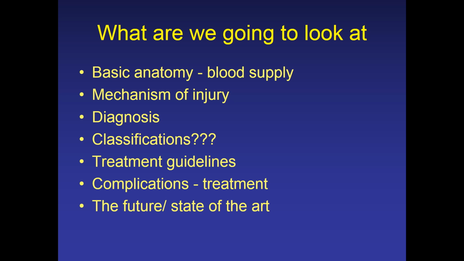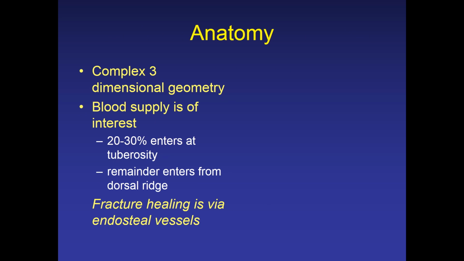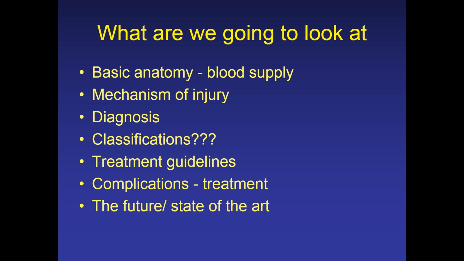So basically, we're just going to look at a few things: the anatomy, mechanism of injury, some diagnosis, how do we make the diagnosis. Classifications, as with the previous talk, classifications are not always helpful, and then some treatment guidelines and some complications.